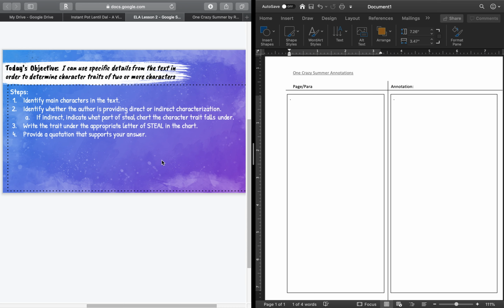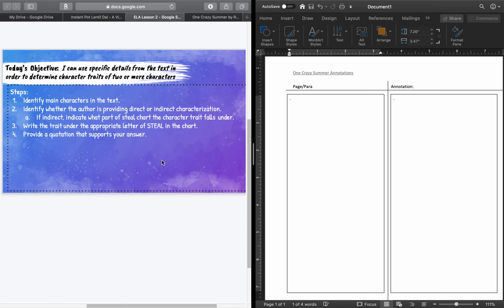So, if we look here, we have some steps during our annotations, right? We need to first identify who the main characters are. And we know that main characters are often introduced to us during the exposition part of a plot. And we're starting chapter 1, which is going to introduce us to characters and settings. So we know that we're going to be introduced to some characters in this first chapter. Now, we need to identify whether or not the author is providing direct or indirect characterization.